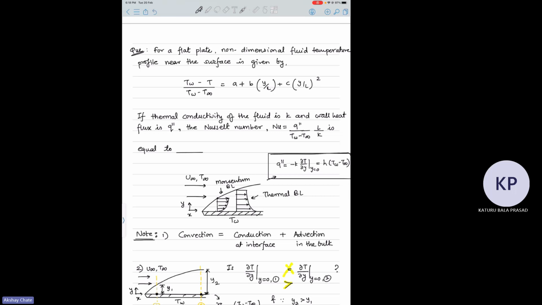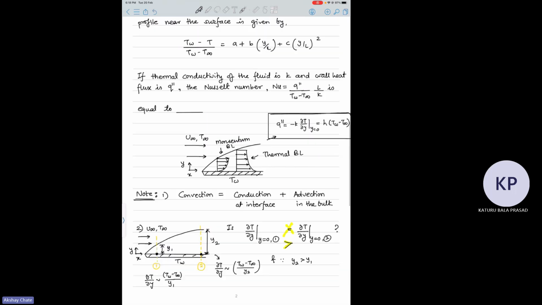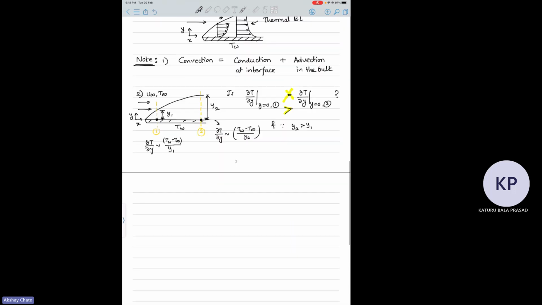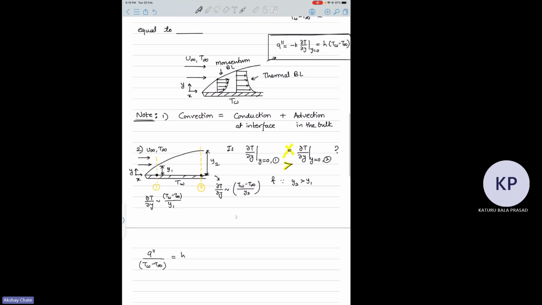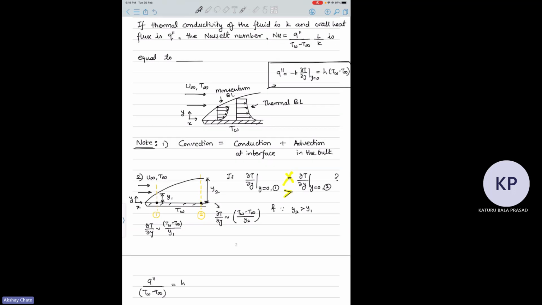Therefore, what you can say is the heat flux per unit temperature difference is nothing but h, the heat transfer coefficient, and this is a local heat transfer coefficient. So keep that in mind, because there is an average heat transfer coefficient also. We'll look into that next.